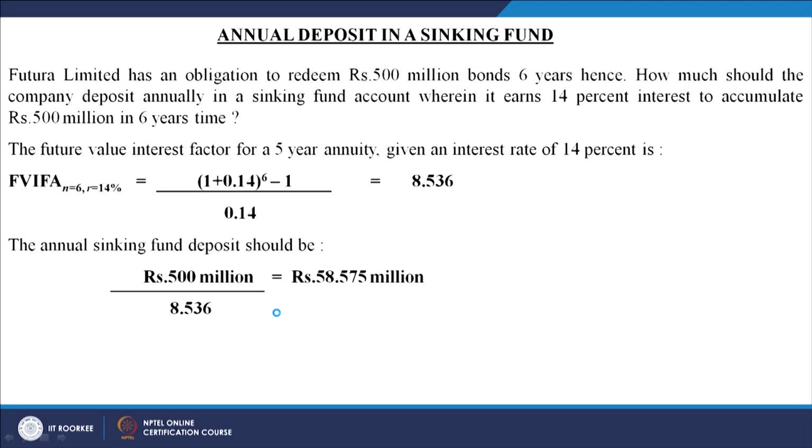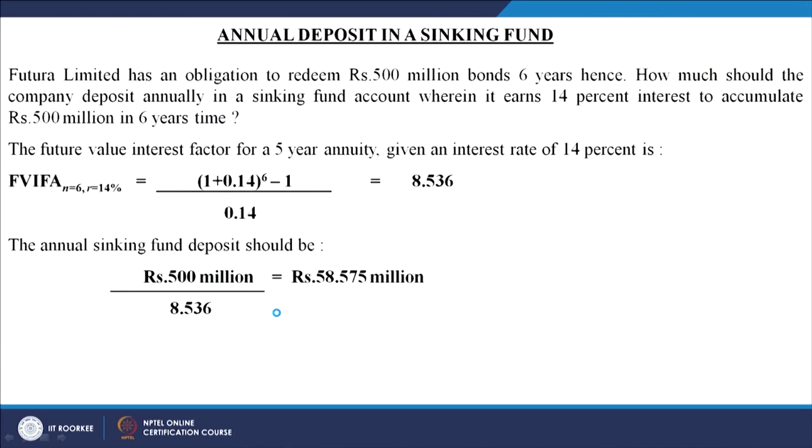Here it is: Futura Limited has an obligation to redeem 500 million bonds 6 years hence, right. How much should the company deposit annually in a sinking fund account wherein it earns 14% interest to accumulate rupees 500 million in 6 years' time, right? They have to return the 500 million rupees, these are the bonds issued.